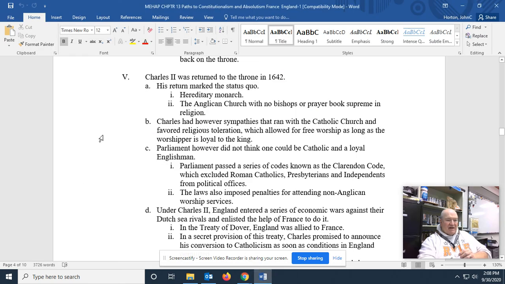So Charles II, the son of Charles I, returned to the throne in 1642. His return marked the status quo. What does that mean? Think about it. You're Charles II. When Charles the First was beheaded, Charles II saw it. He saw his father get his head cut off. And you know what he did? He went to Paris. Do you blame him? No. I mean, he's thinking, so he went to Paris.